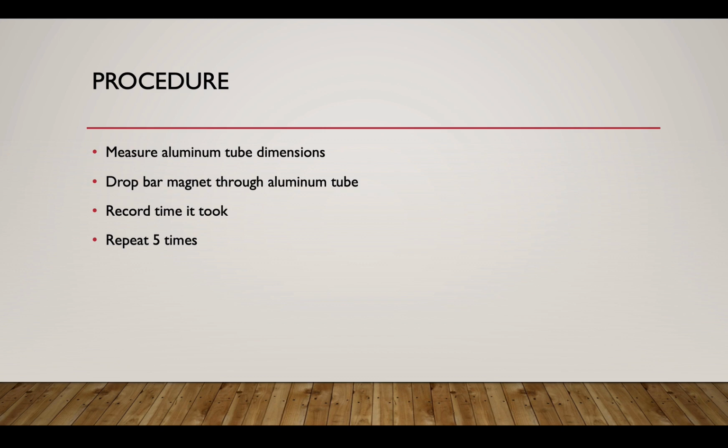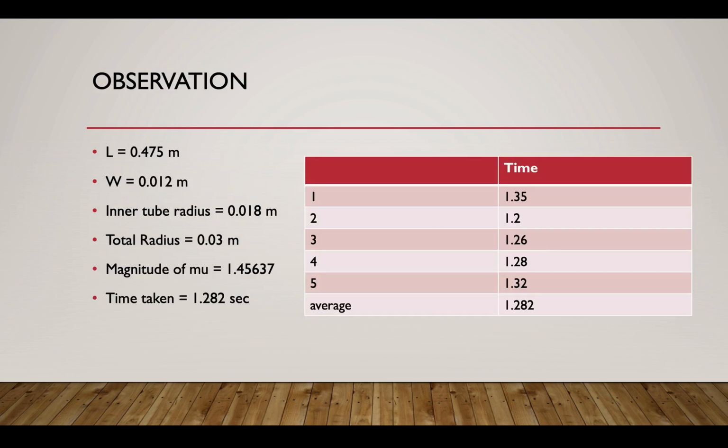To give a brief procedure of this laboratory, we measured the aluminum tube dimensions, we dropped the bar magnet through the aluminum tube, and we recorded the time it took, and we repeated this process 5 times.